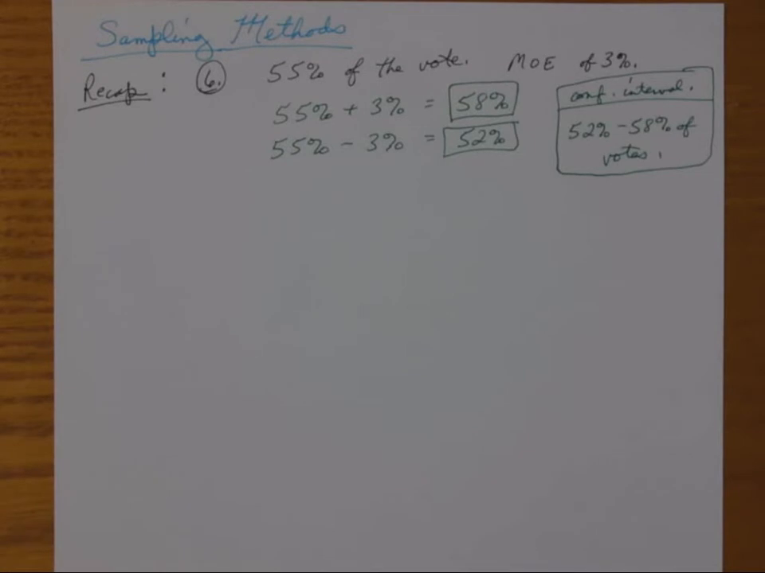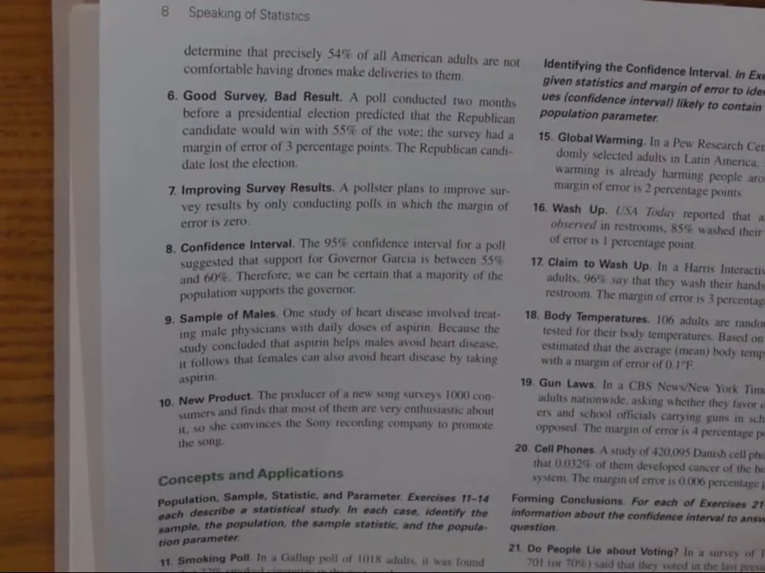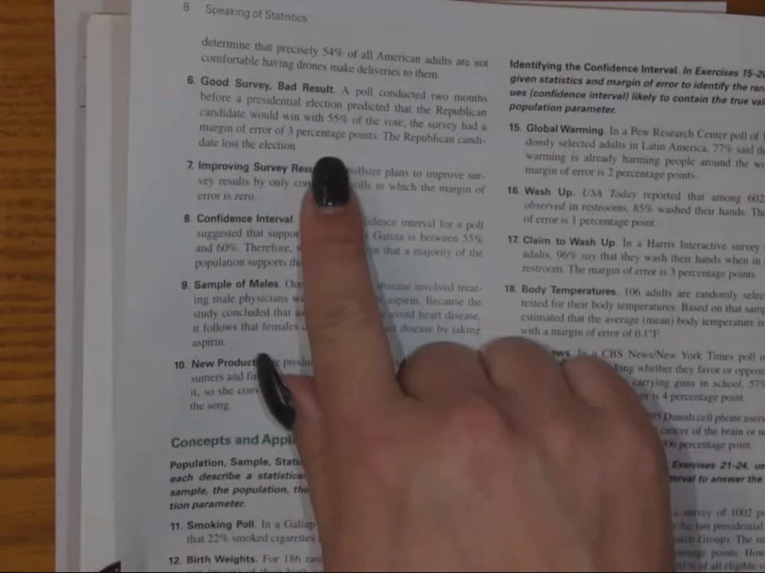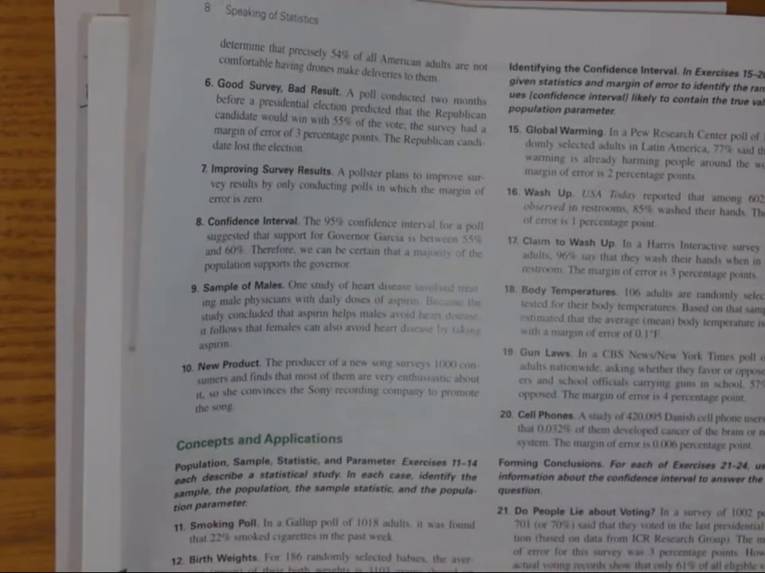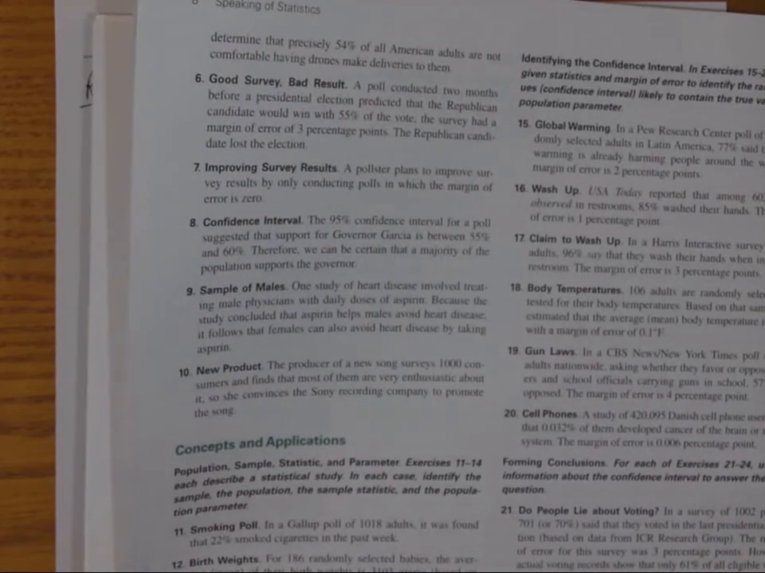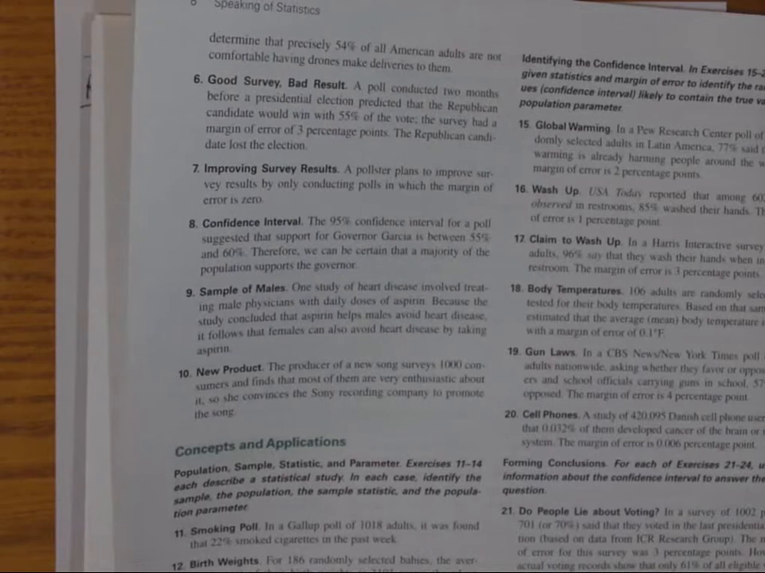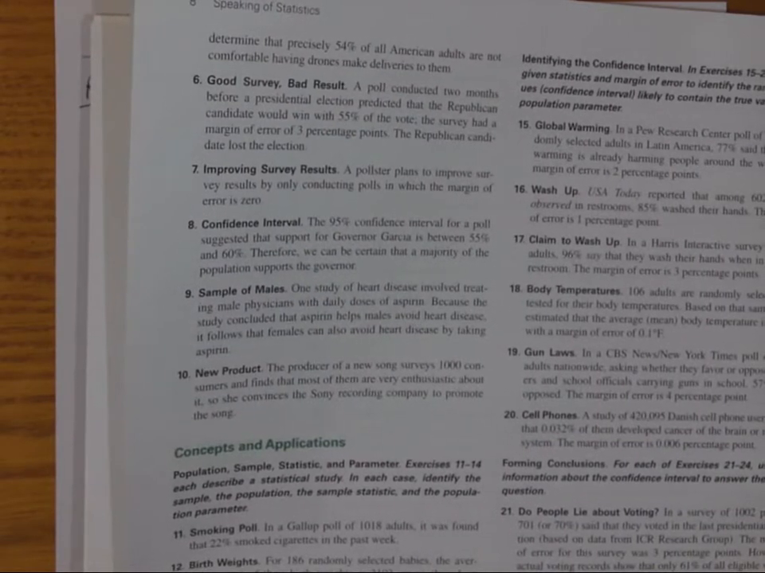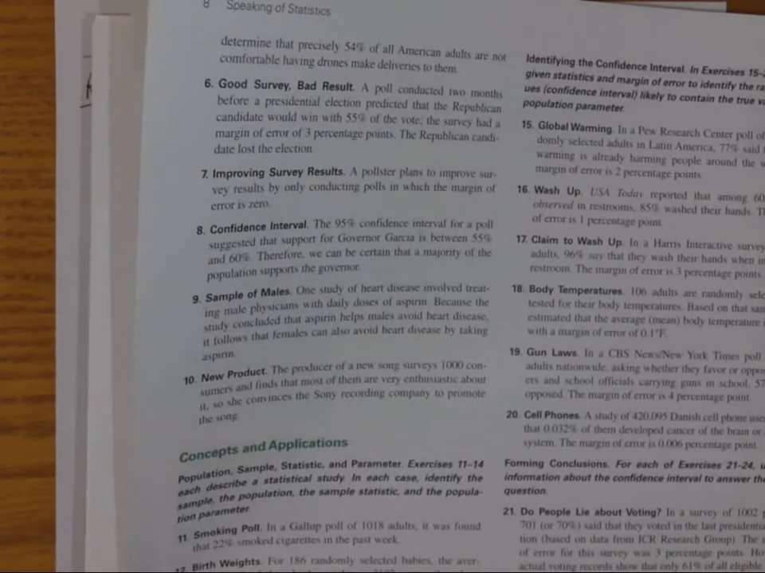So the rest of the problem says, however, the Republican candidate lost the election. Okay, and I want to point out something about these homework problems that you've got. This is one of the pages. I'm looking at number 6 here. Good survey, but a bad result. That's the question I'm working on. So if you'll notice, there's no actual directions there. It just says the Republican candidate lost the election. So you might look at that and go, well, what the heck am I supposed to do?